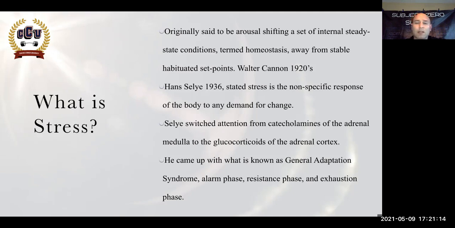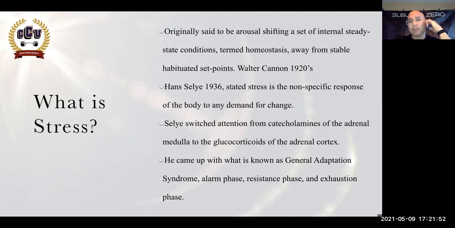right? And then Hans Selye in 1936 stated that stress is the non-specific response of the body to any demand for change, right? So the idea that any type of stress is going to create some type of demand for your body to change. He also switched attention from the catecholamines of the adrenal medulla, which was first pronounced as far as stress mechanisms go, and switched it over to glucocorticoids of the adrenal cortex, which is also known as cortisol. So stress, cortisol, they're interrelated.